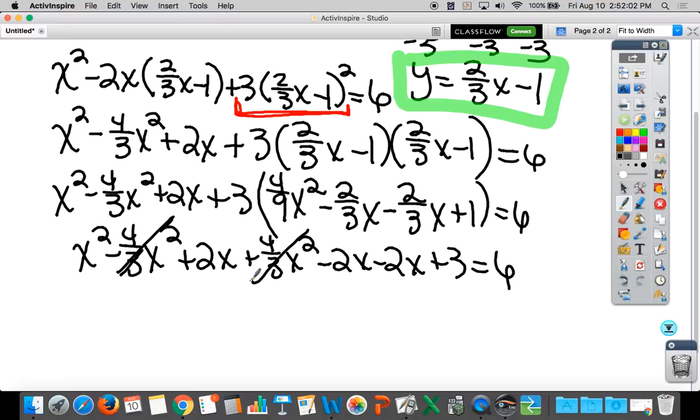So that leaves me one x squared term, right? This one? Okay. Plus 2x minus 2x.